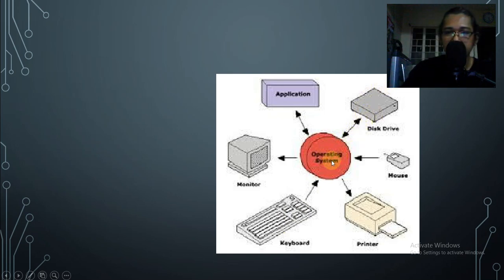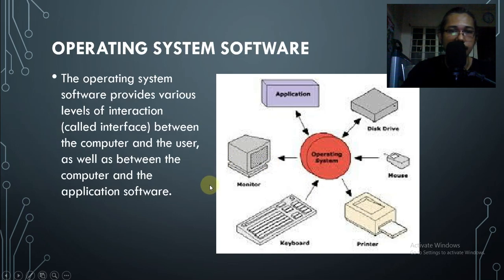out a file, the operating system just gives instruction to the printer after calculating the file and gives its final output. So this is the operating system. So operating system software provides various levels of interaction called interface. It is a function between the computer and the user. For example, your keyboard, you give your command or your typing commands by means of your keyboard. So it has an interface between me and the computer.